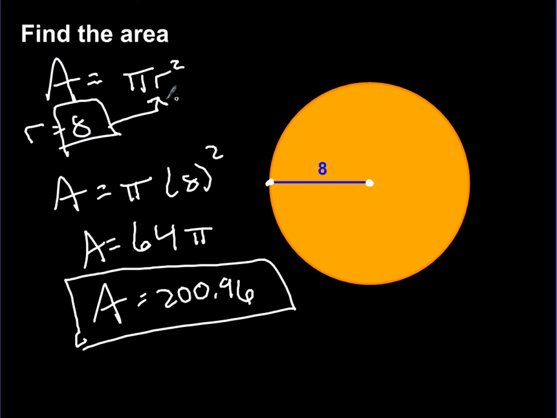So the biggest thing with area, guys, is we have to know this formula. We have to plug in our radius. If we don't have our radius, if we're given a diameter, divide it by 2. And then make sure you do the exponent first, and then multiply by pi at the very end.